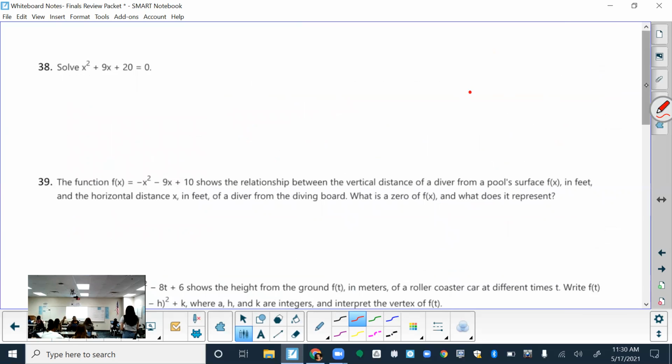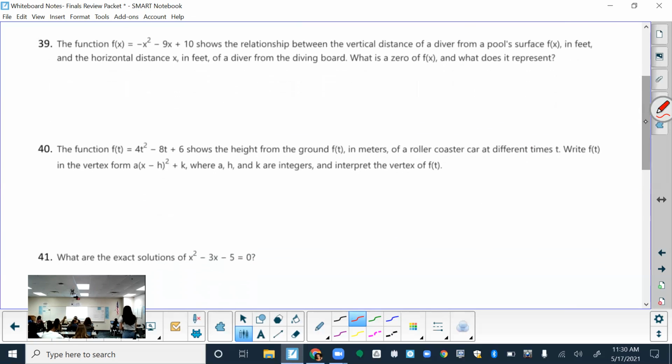All right, so 39, the function shows the relationship between the vertical distance of the diver from the pool surface in feet and the horizontal distance of the diver from the diving board. What is a zero of f of x and what does it represent? So when it's asking for a zero, what is it asking for? There's other names for it. What are other names of zeros?